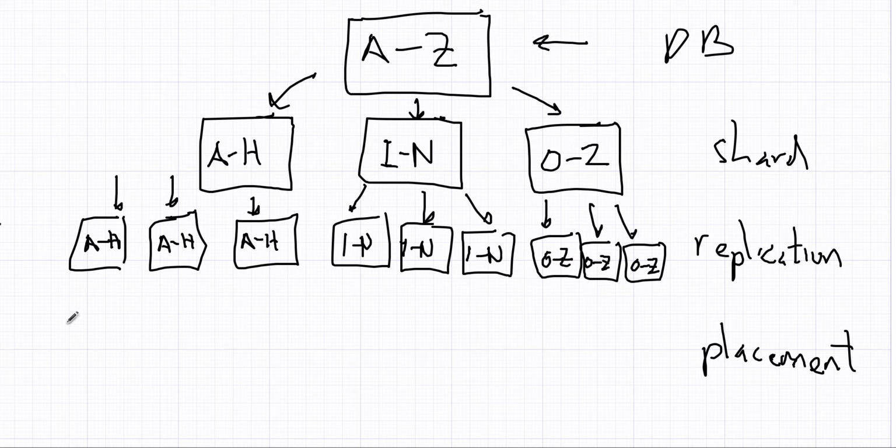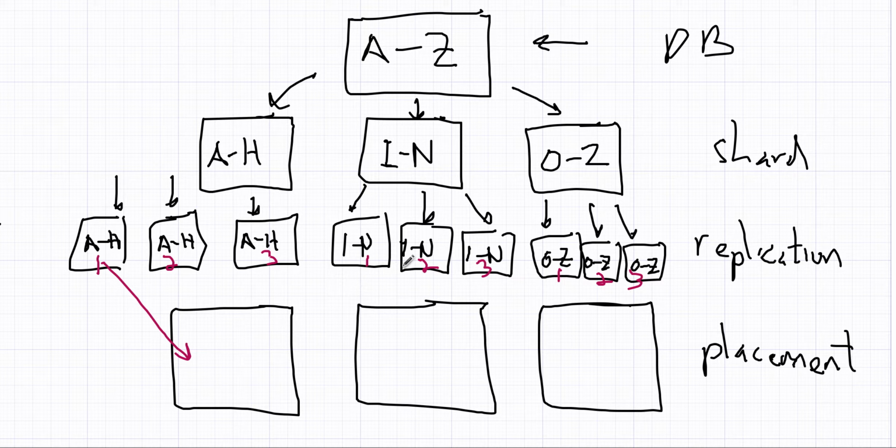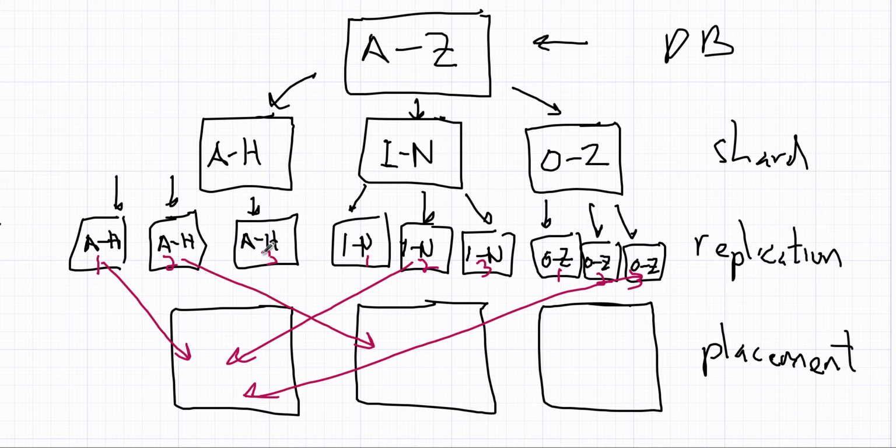So now I'm going to need to do placement. I'm going to need at least 3 places to put these replicas. So this is replica 1, replica 2, replica 3. Replica 1, 2, 3, 1, 2, 3. So I'm going to put replica 1 here. I'm going to put replica 2 here. I'm going to put replica 3 here. I'm going to put replica 2 here. I'm going to put replica 1 here. I'm going to put replica 3 here.